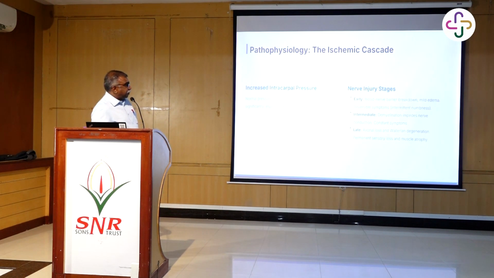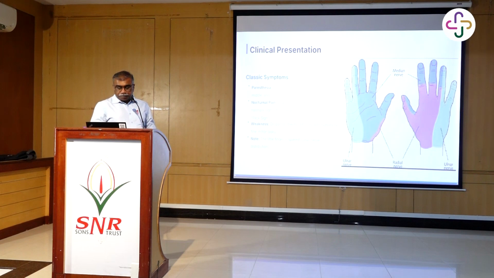So the compression first affects the blood supply to the nerve. So there is a blood-nerve barrier breakdown, which causes the edema, and this is the early stage. But as it progresses, there is a demyelination, and the nerve conduction is affected. And in the late stage, there is total destruction of the nerve in the form of an axonal loss or a degeneration. And this can lead to a permanent motor and sensory loss.